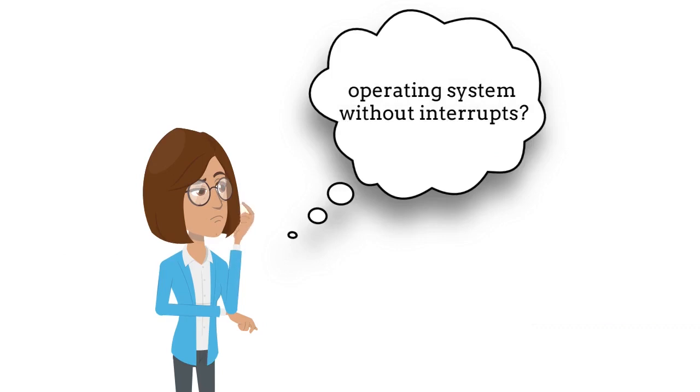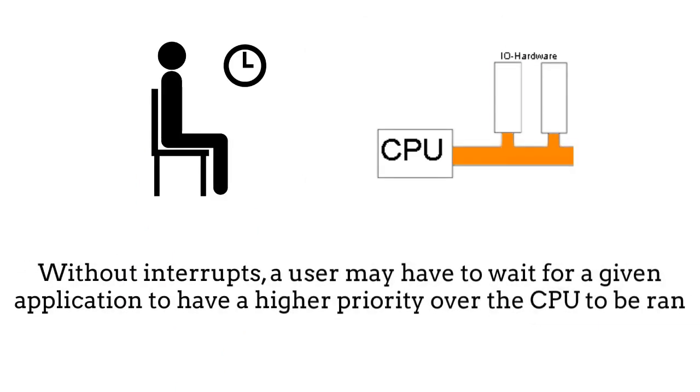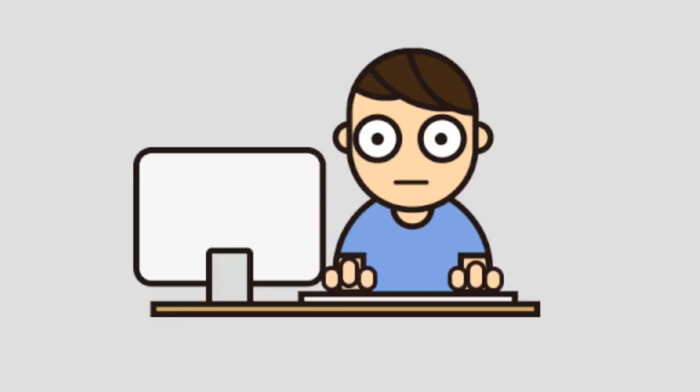Now, let's imagine what would have happened if we had an operating system without interrupts. Without interrupts, a user may have to wait for a given application to have a higher priority over the CPU to be run. Furthermore, the user may have to wait after each action.